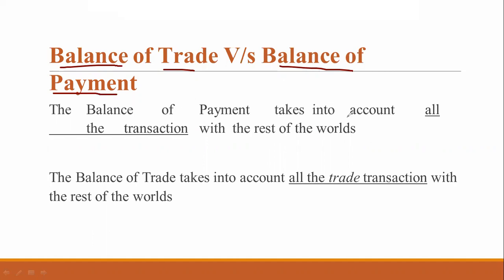See, balance of payment takes into account all the transactions with the rest of the world: services, goods, capital account transactions, all that. All those transactions will be taken into account and the difference will be calculated, that is known as balance of payment. So balance of payment is a very broader term, you can say. It will take into account all the transactions, and in balance of trade, only trade transactions are taken into account.